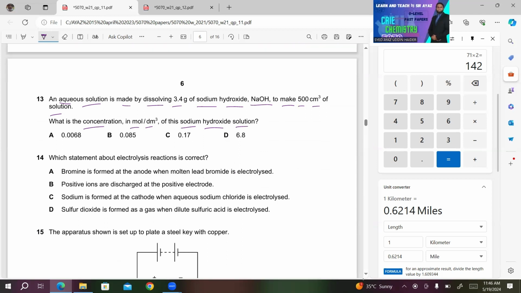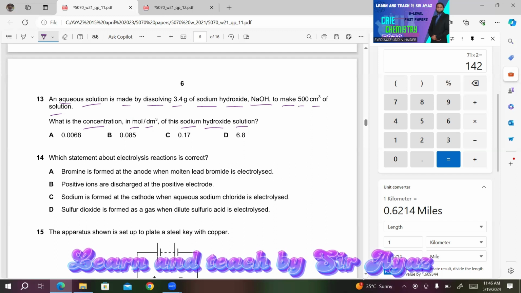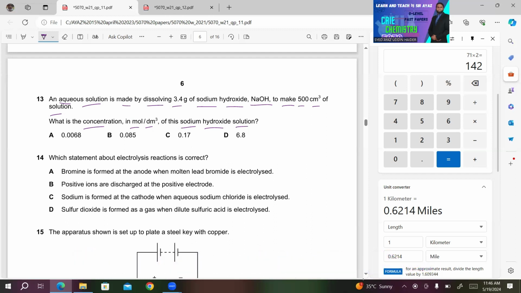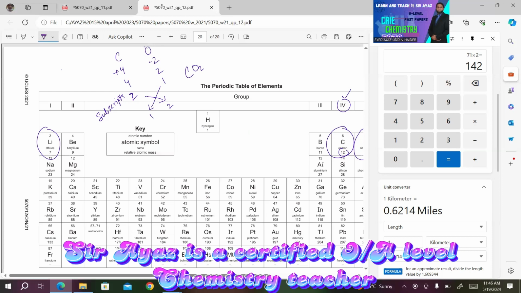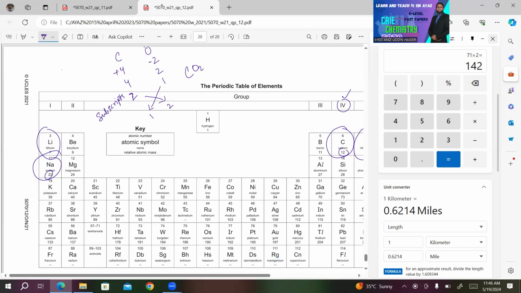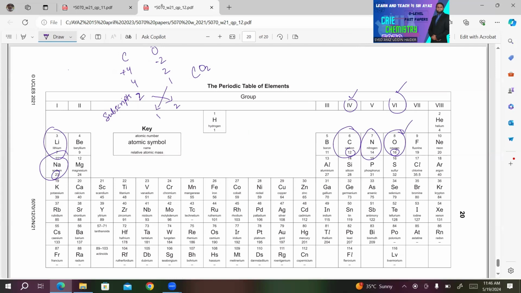First of all, you need to convert the grams of sodium hydroxide into moles. For this, you need the Mr of sodium hydroxide, the Mr of NaOH. Where is sodium? Here is sodium, 23 is the mass number of sodium. Oxygen, here is oxygen. Hydrogen, here is hydrogen. 16 for oxygen, 1 for hydrogen.